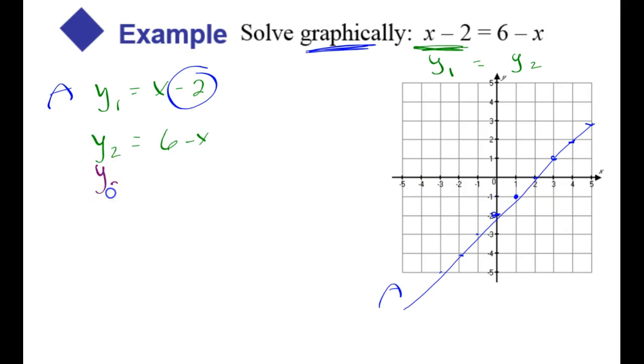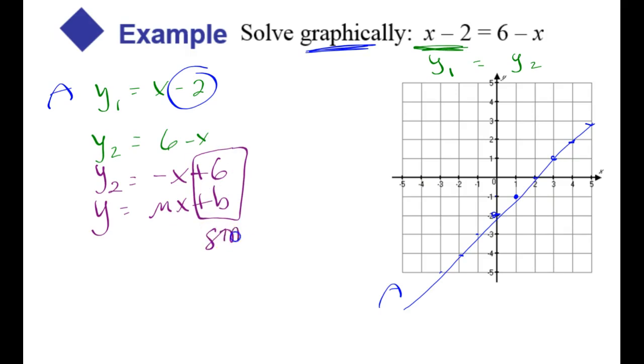I'm going to rearrange this just a little bit. It's the same thing as saying negative x plus 6. Again, I was just trying to force it into the form y equals mx plus b. So I can see that the start value is 6, which is actually off my graph. But then the slope is the number in front of x. And so here the slope is negative 1, which means go down 1 and always run to the right.